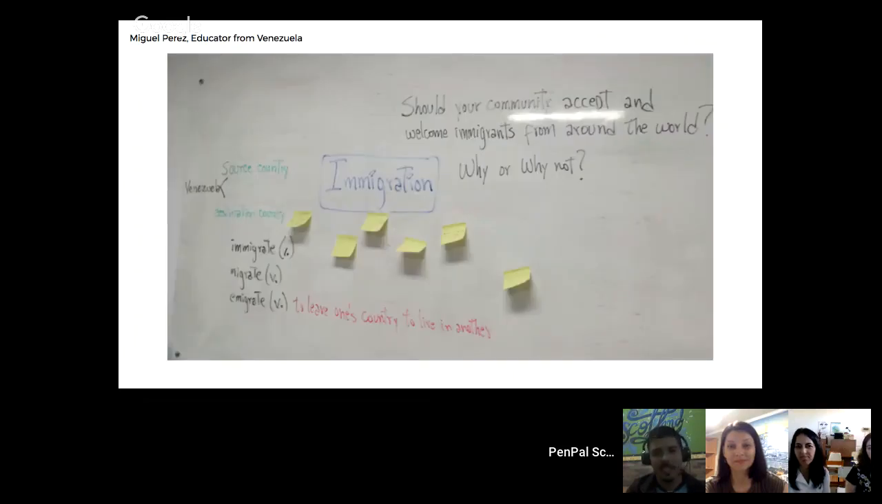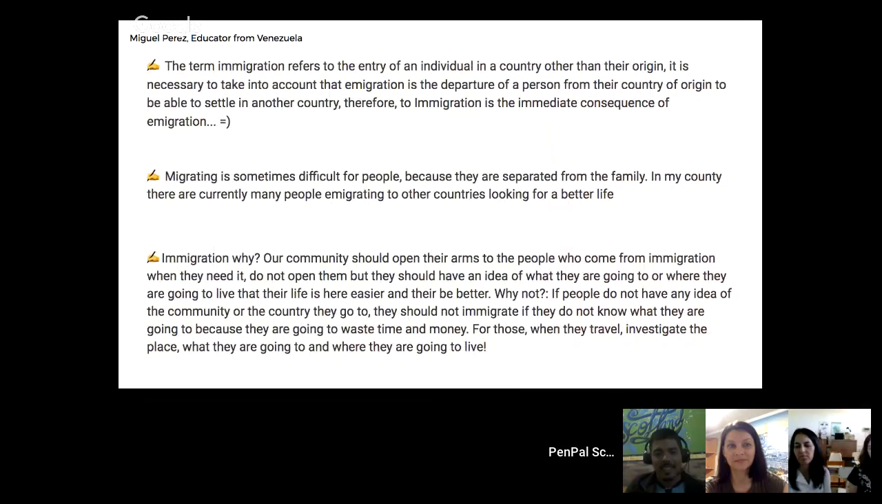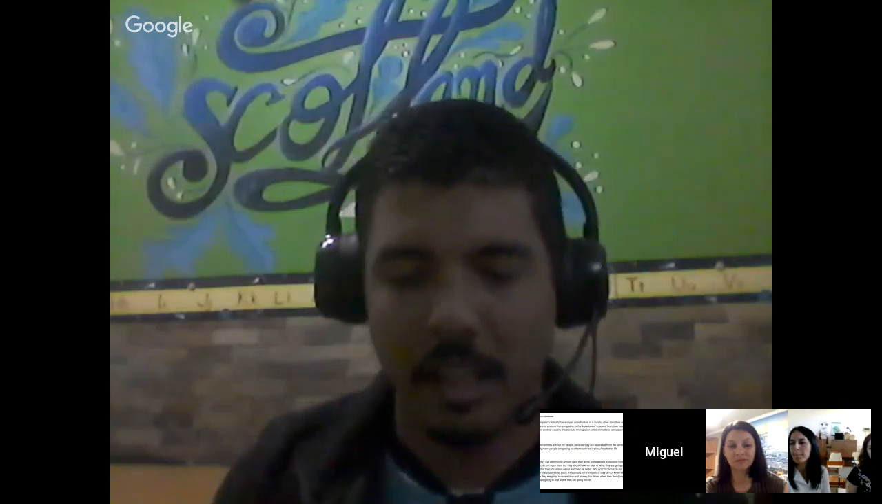So I see, getting out and using the whiteboard, sticky notes, some handwritten exercises for students. So ways for students to take what they're learning online with their pen pals and bring that back into the classroom. I'm guessing these are student responses that we're reading here about immigration and what it means to them? That is correct.